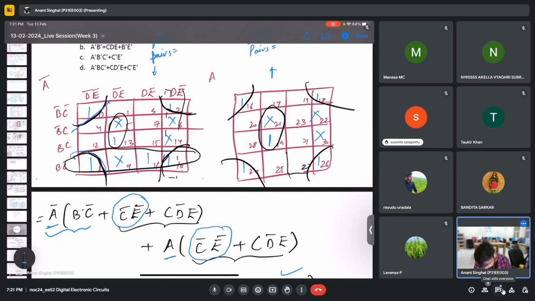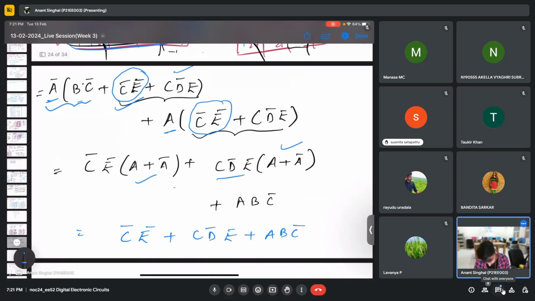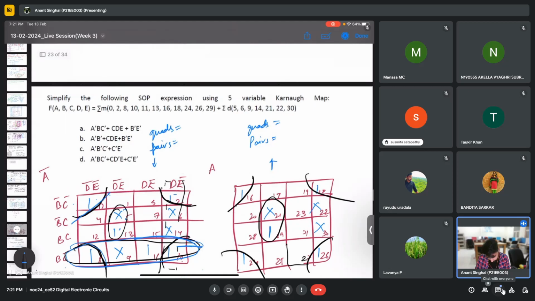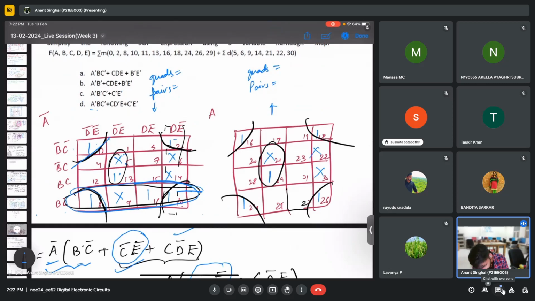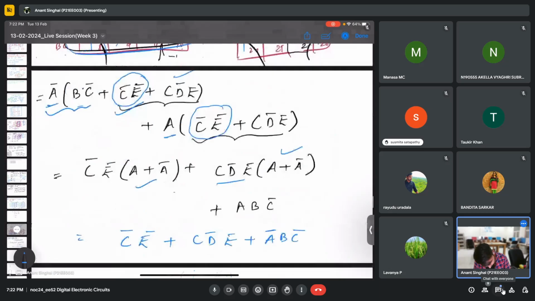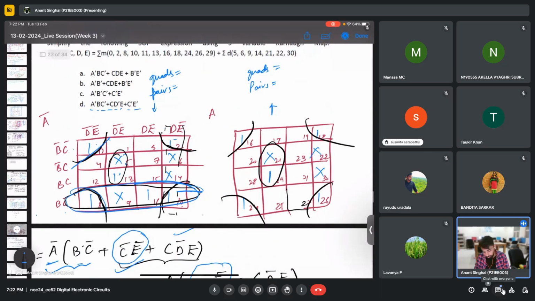So this is a quad. So this will give me C complement and E complement. This is fine. Then this is a single pair. This is also fine. This is the only thing left, and this I can write as B C complement. This is what I have written. Acha. So this will be A complement B C complement. So A complement B C complement, C complement E complement, and one is C D. Yeah. So option D we have.